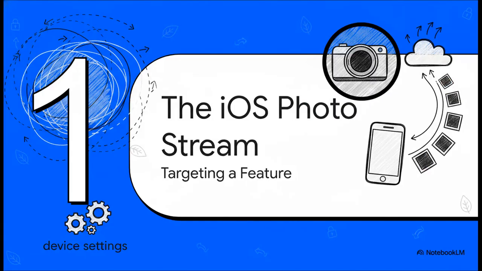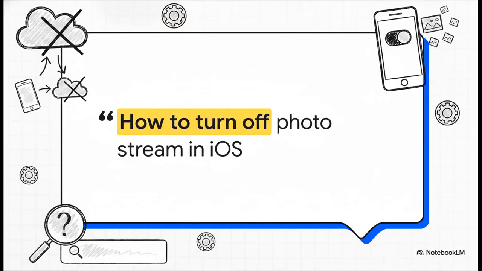Section 1. The iOS photo stream. Targeting a specific feature. While tech ecosystems are incredibly vast, with literally thousands of settings layered deep within all those menus, today we are zeroing in on just one very specific capability. And this brilliantly illustrates our focus today: how to turn off photo stream in iOS. It's just a beautifully direct query.